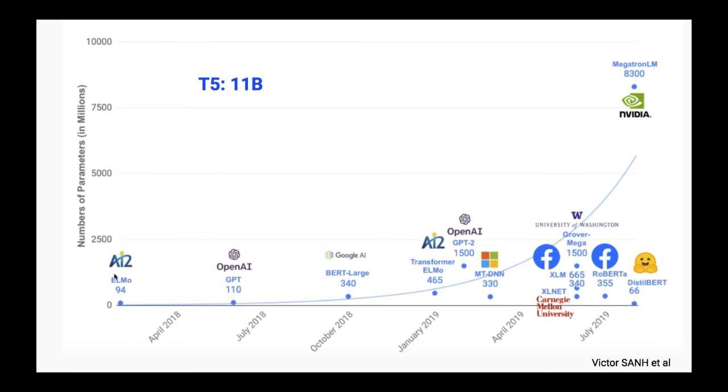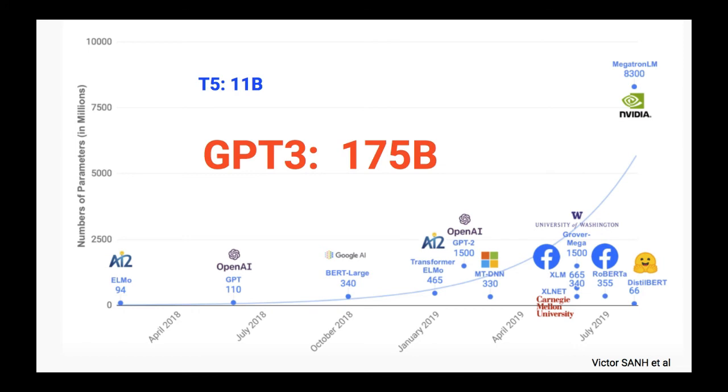Then a year later, we have 340 million parameters. Then we have NVIDIA's 8 billion parameter Megatron. Then a few months later, Google released their 11 billion one. So you can see the speed of increase in parameters is definitely insane. And just two months back, GPT-3 was released.